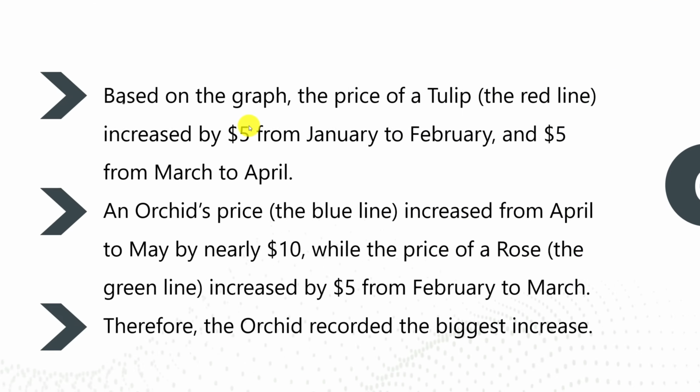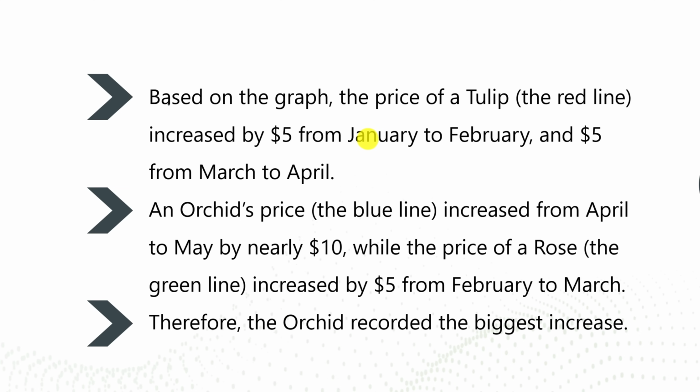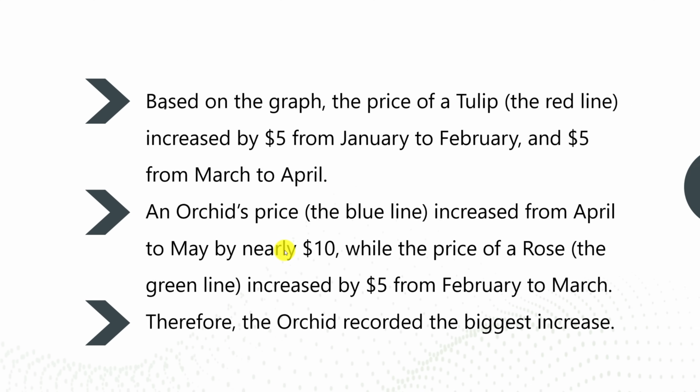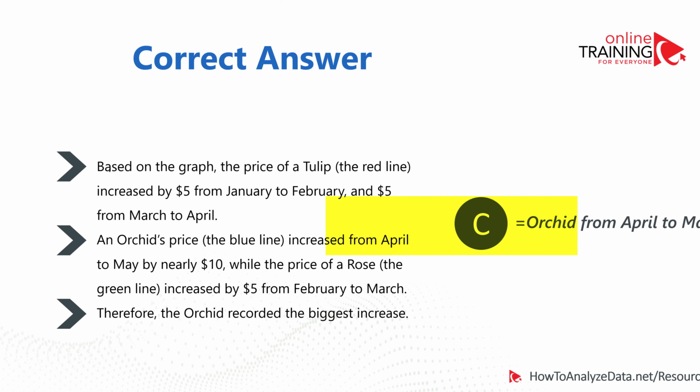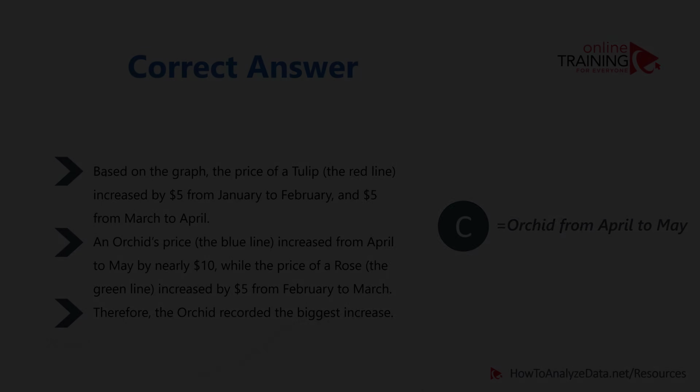Based on the graph shown, there are different price increases here. The price of the tulip, for example, increased by about $5 from January to February, and another $5 from March to April. But the orchid's price, which is represented by the blue line, increased from April to May by nearly $10, which represents the largest price increase. I'm pretty sure you nailed this question. This was rather easy, but you see a lot of these types of questions on assessment tests.